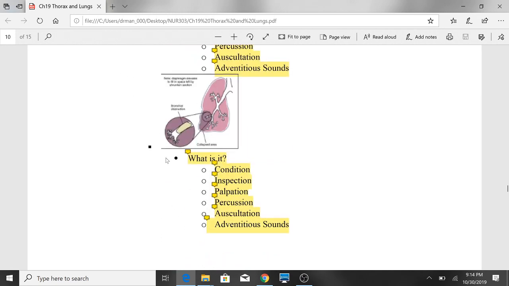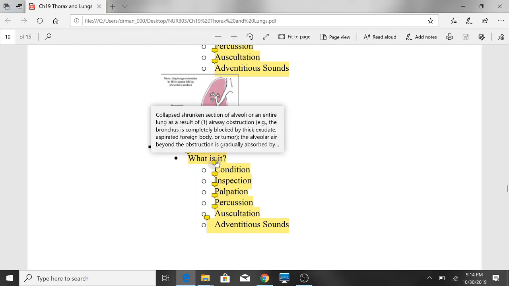Alright, let's go on to this one. What is going on here? What is that? Collapse. Atelectasis. This is collapse. What is the condition of this atelectasis? It would be collapsed, shrunken alveoli or the entire lung because of obstruction.